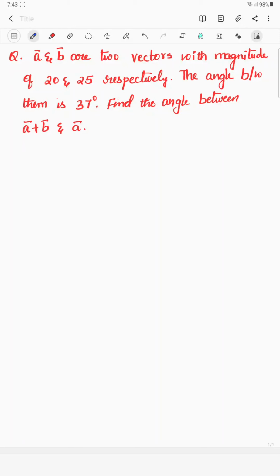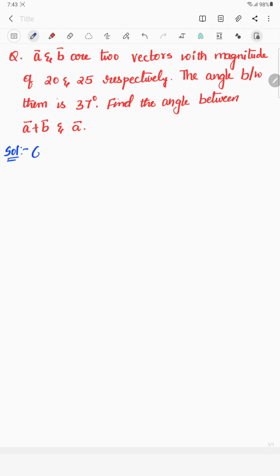Children, today we are going to learn how to solve this problem, and this is from the chapter vectors. As you can see, the question is given. A bar and B bar are two vectors with magnitude of 20 and 25 respectively. The angle between them is 37 degrees. So find the angle between A bar plus B bar and A bar. So let us try to do this one.